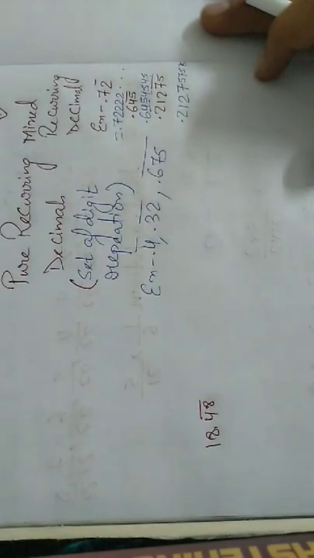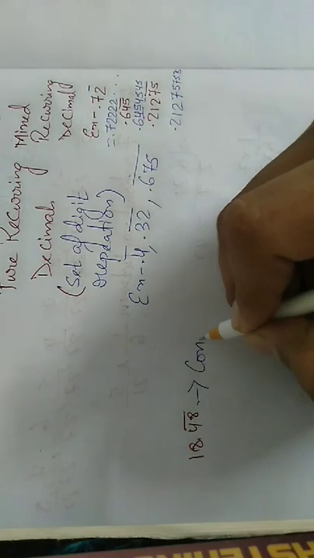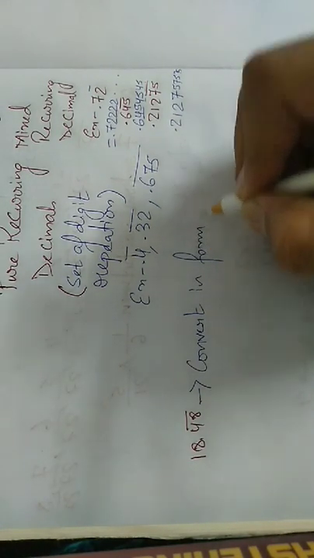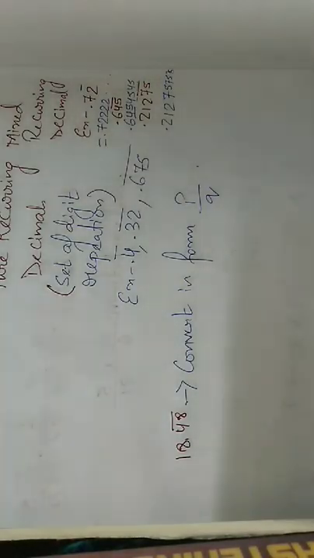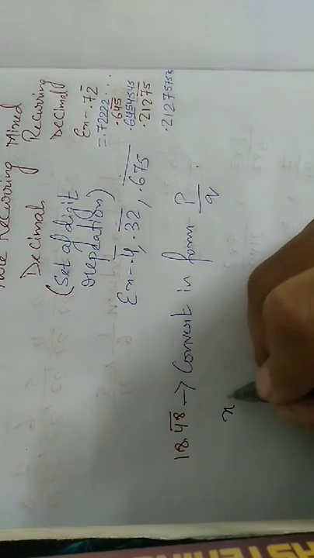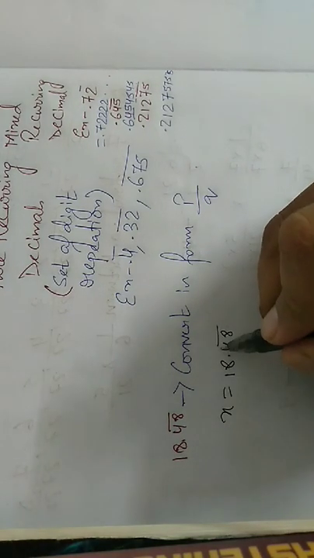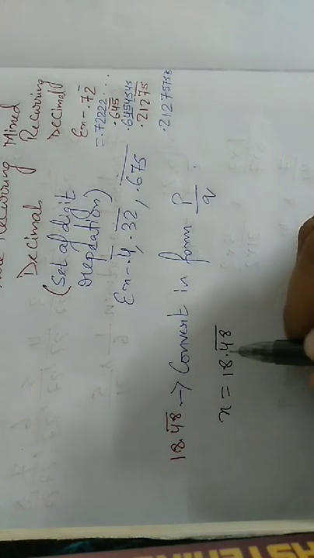So how are we going to solve it? What is the question asking you? You need to convert it into the form p by q. How can you convert it? All you need to do is simply write x is equal to 18.48 bar. In the question, the bar was on both numbers after the decimal, so here also it is the same.